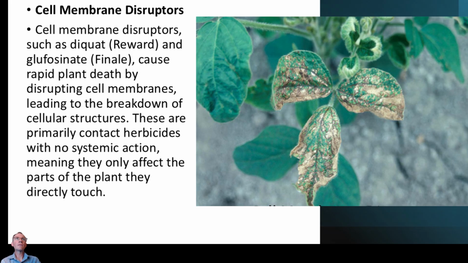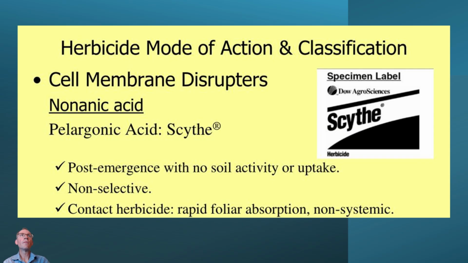Cell membrane disruptors. Cell membrane disruptors such as diquat, Reward, and glufosinate cause rapid plant death by disrupting cell membranes, leading to the breakdown of cellular structures. These are primarily contact herbicides with no systemic action, meaning they only affect the parts of the plant they directly touch.